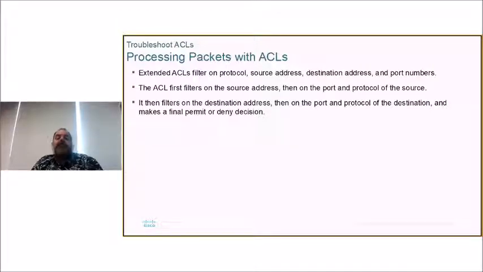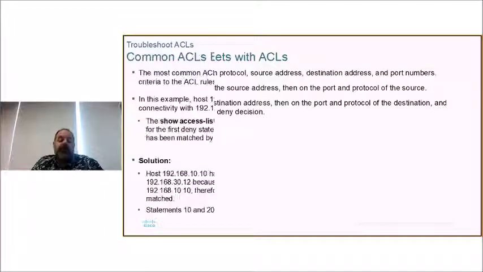The extended ACL, of course, can be on protocol, source address, source port number, destination address, destination port number. The ACL first filters on the source address, then on the port, then on the protocol of the source. If it then filters on the destination address and the port protocol, and then if it all matches, then it will actually do the permit or deny.